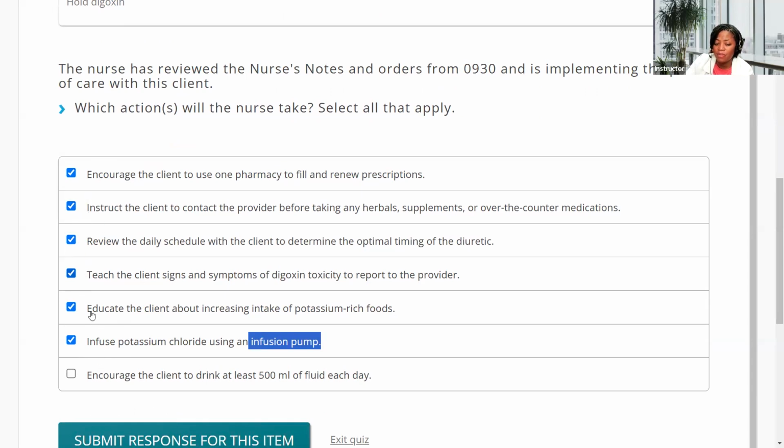1, 2, 3, 4, 5, 6. Yeah, everything is appropriate right here. Yes. 7, encourage the client to drink at least 500 milliliters of fluid each day.